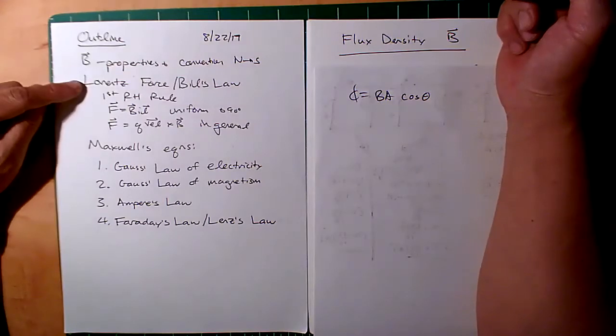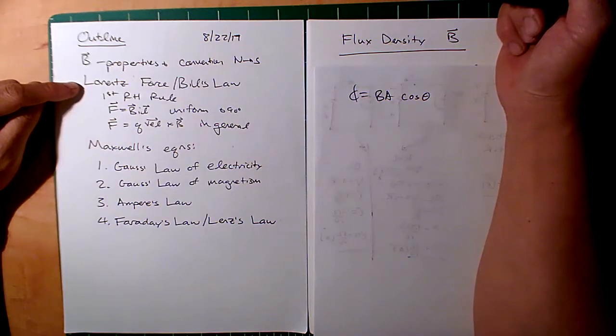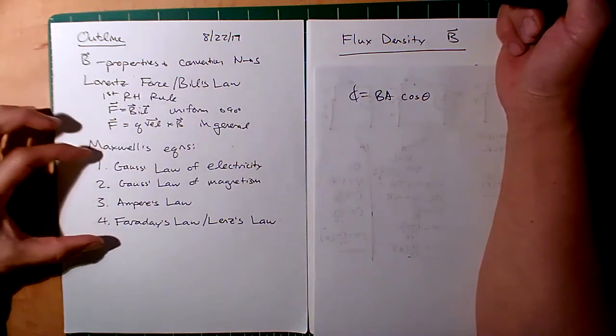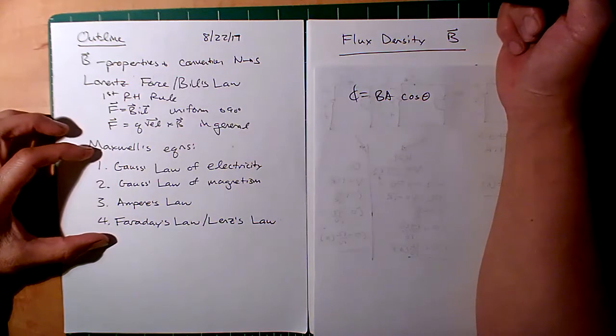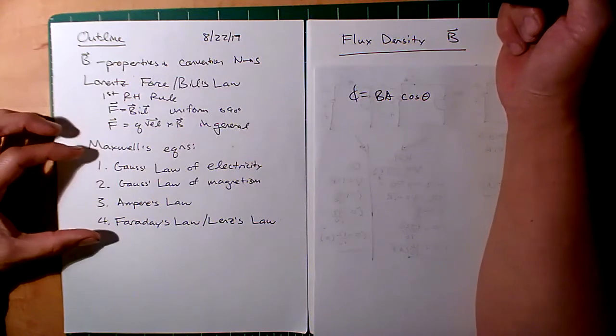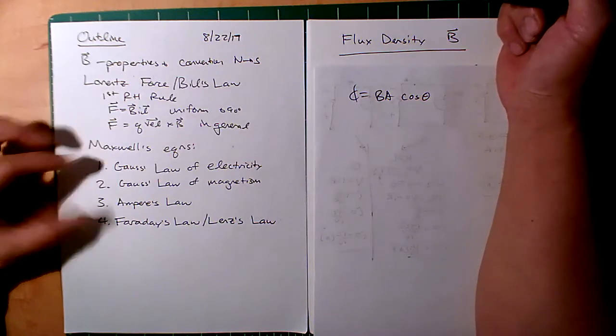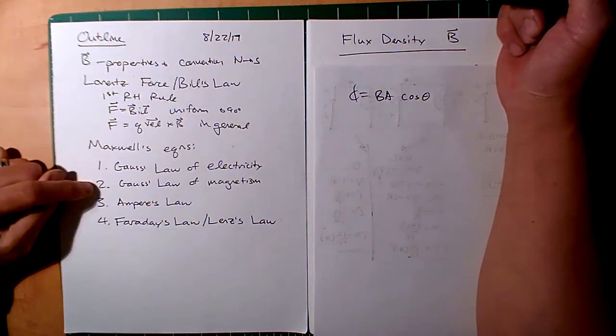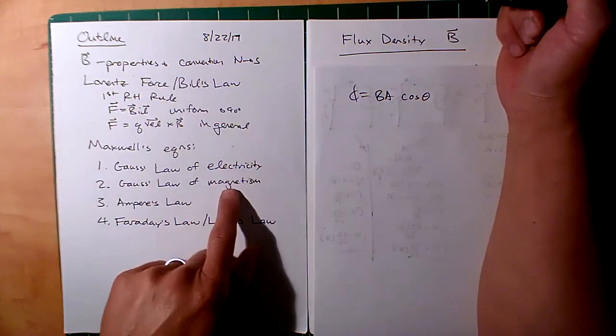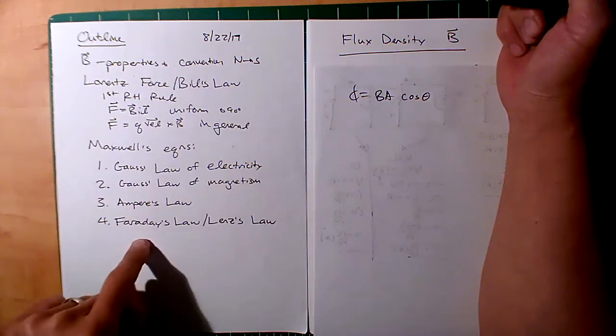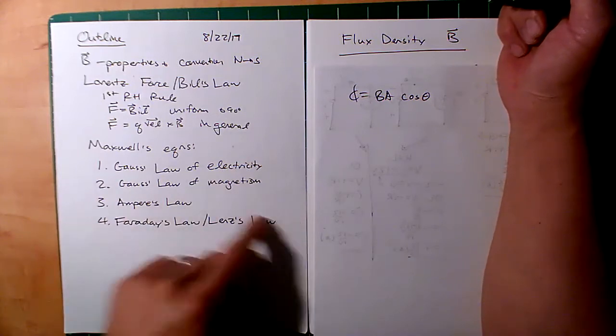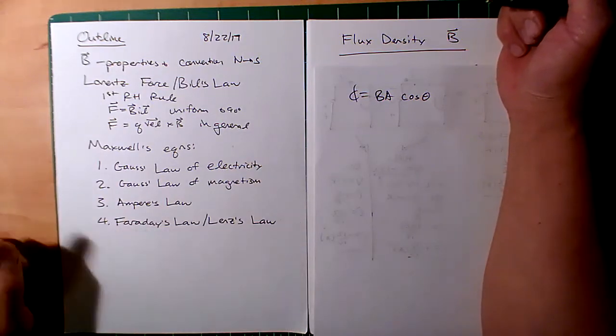The Lorentz force is something you've seen in your physics, electricity, and magnetism course. And actually, the 4 Maxwell equations should have been things that you've seen in your physics and electricity and magnetism class as well. And there's going to be Gauss's law 1 and 2, which is electricity and magnetism, Ampere's law, and Faraday's law. And Faraday's law is combined with Lenz's law. So this is the 4th Maxwell equation.